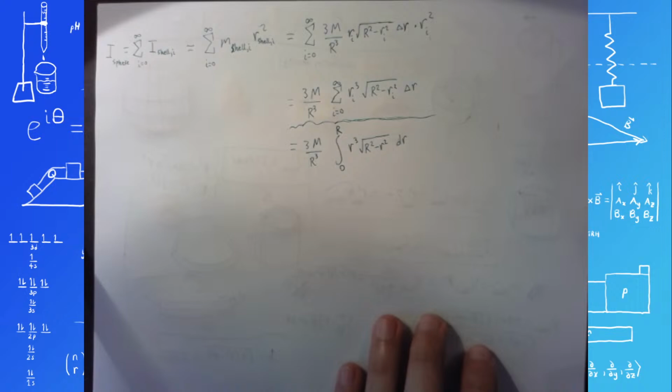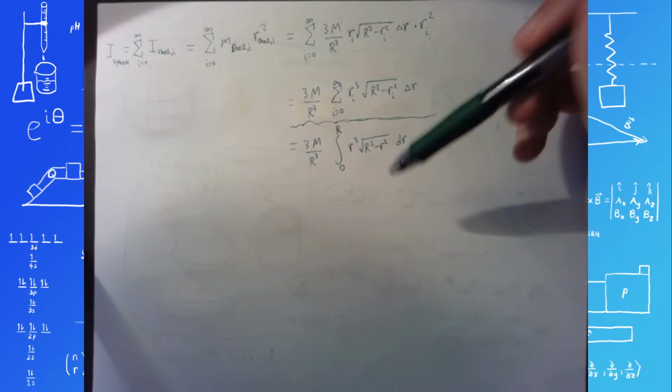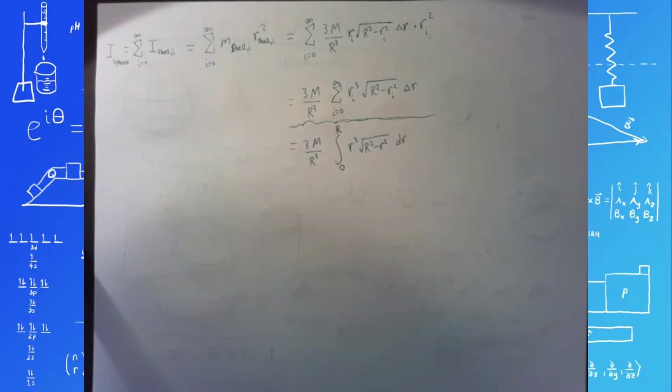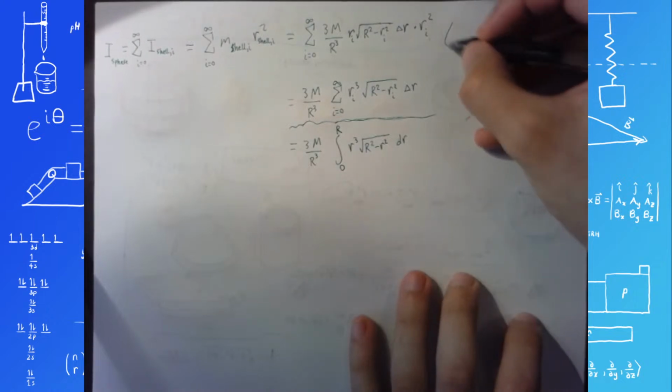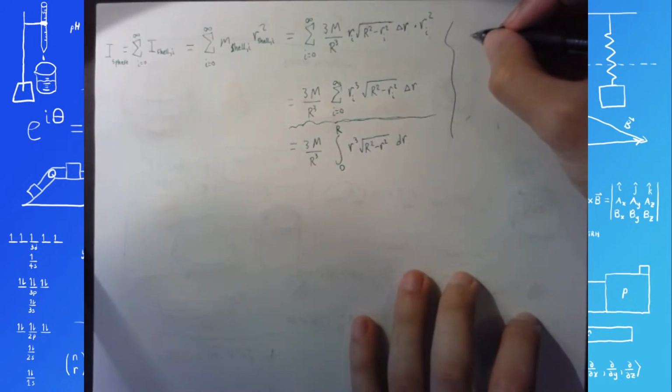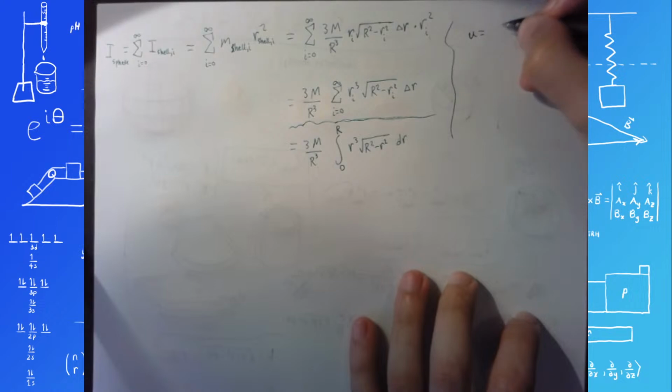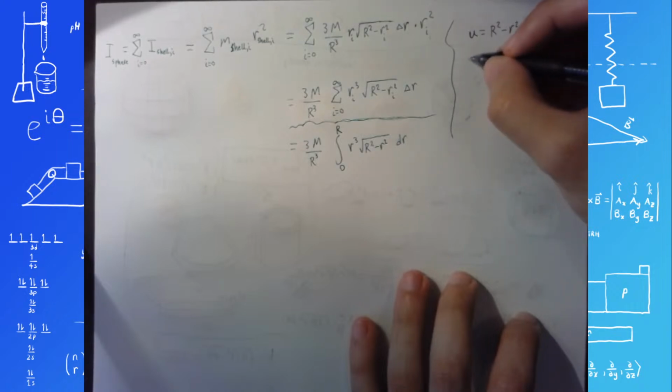Okay, how on earth are we going to do this now? Well, square root of big R squared minus little r squared doesn't look like it's going to be very easy to do without using some sort of substitution. So let's do, what kind of u substitution do I want to make? I'll do u equals big R squared minus little r squared, which gives me du.